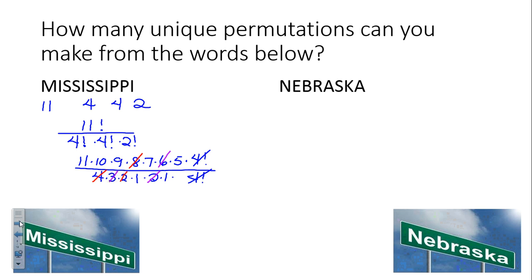Okay, you have a question, Veronica? 3 times 2, we're multiplying though. So that's going to be your 6. Okay. All right, so what are we left with? Well, we're left with 11 times 10 times 9 times 7 times 5, which is a whole lot less to multiply out. And we get 34,650.